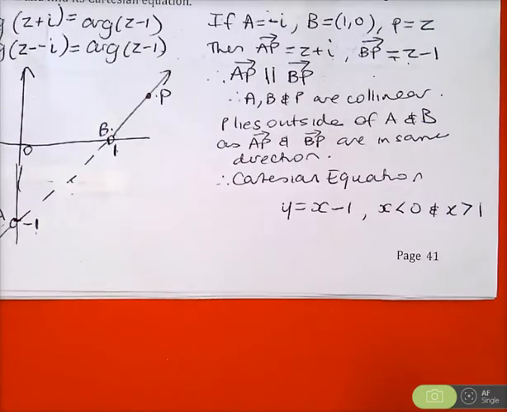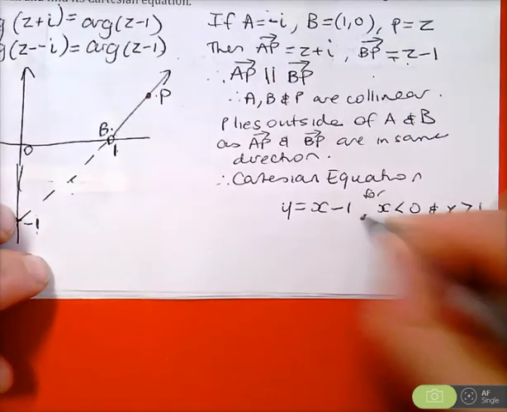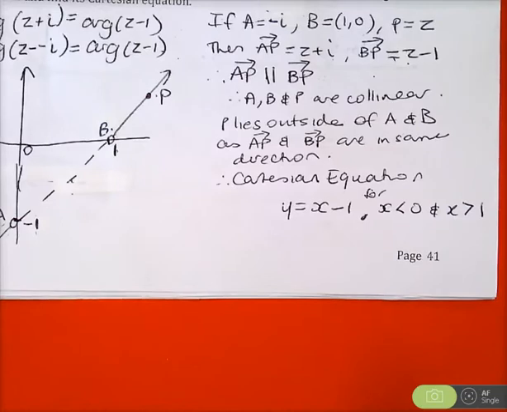Okay, for values of x less than 0 and x greater than 1, or you can put except for 0 to 1. Remember, you can't include 0 and 1 as well. You've got the open circles. Okay? Now, we've still got 2 more.